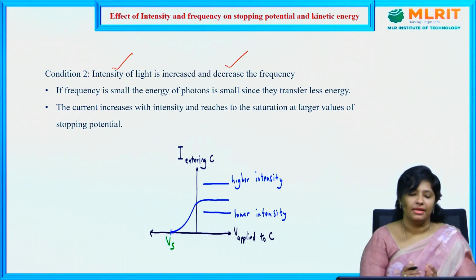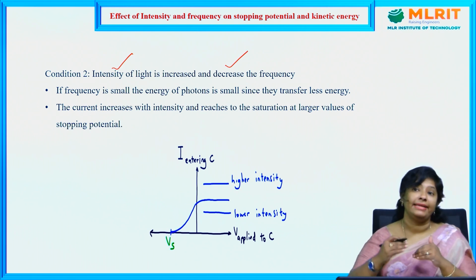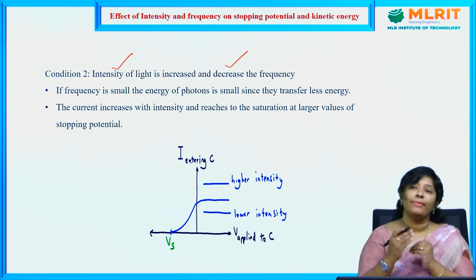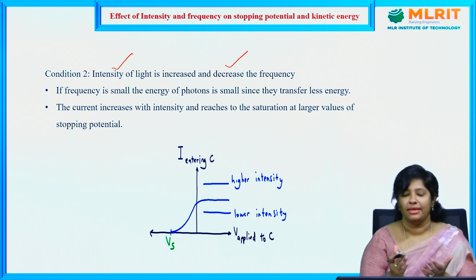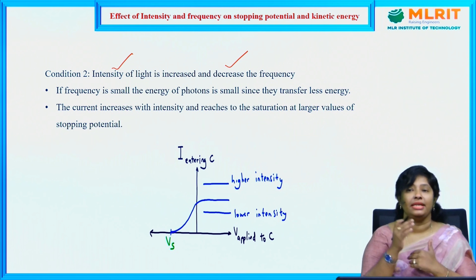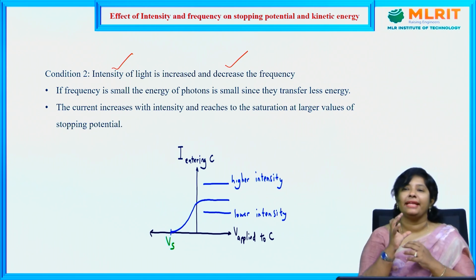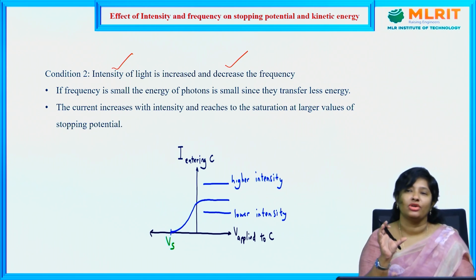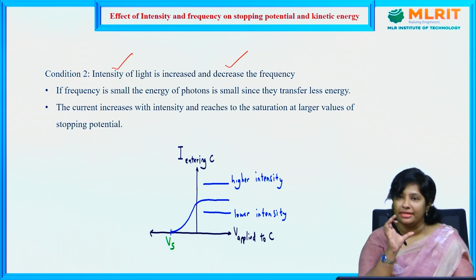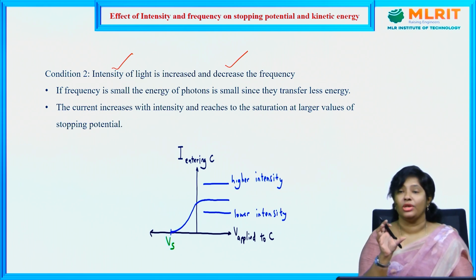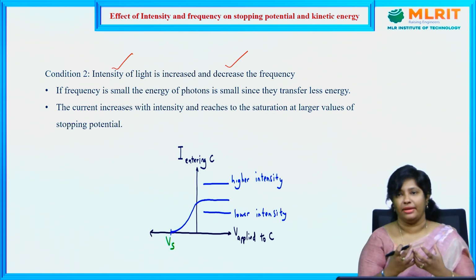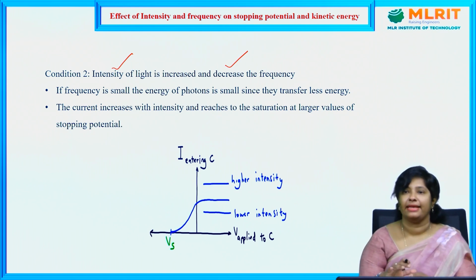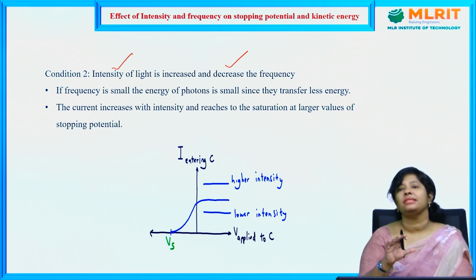It means that as the intensity of light is increased, the number of photons emitted from the light also increases. Next, we decrease the frequency. Decreasing the frequency indicates that the energy of an electron decreases. Though a greater number of electrons are emitted, the energy is decreased as the frequency is decreased.